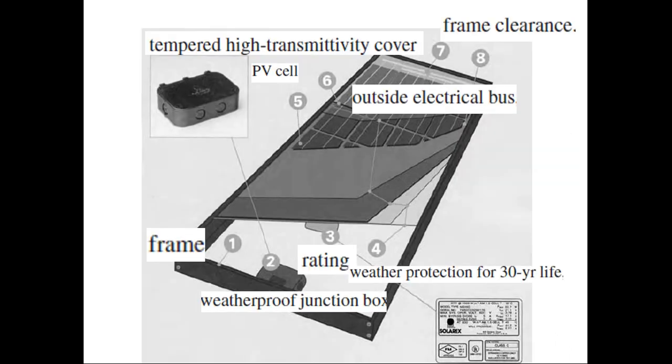If we talk about the back side in detail, we'll start with the framing structure. Then we have the weatherproof junction box, so we can take the terminal out from this module. Then we have the rating of the module, that is the data sheet. You can say a partial data sheet.